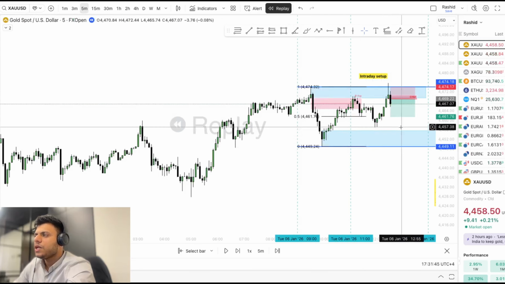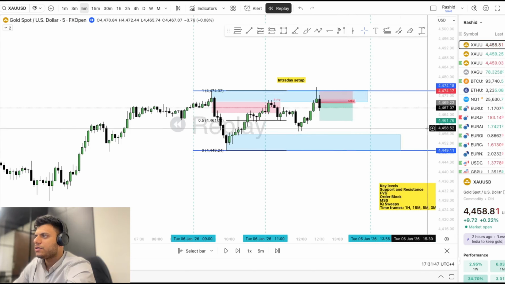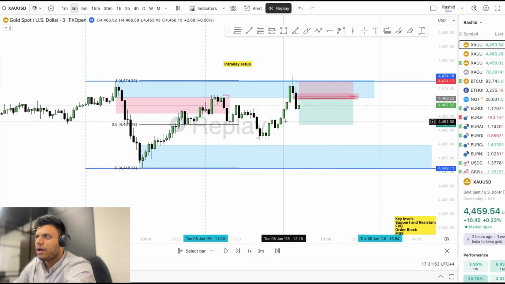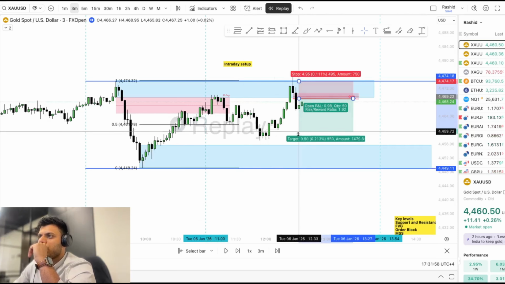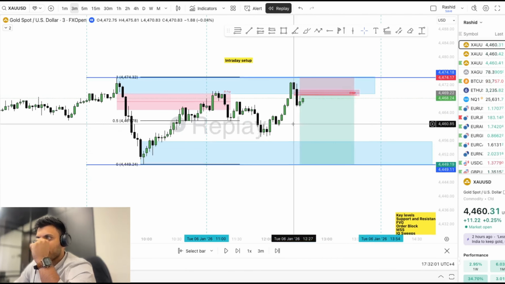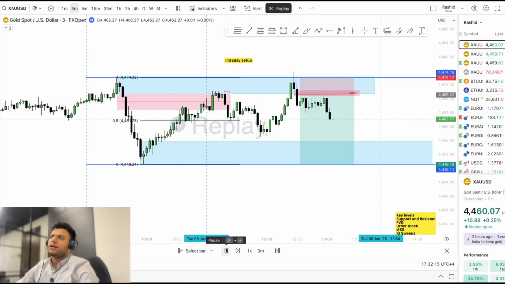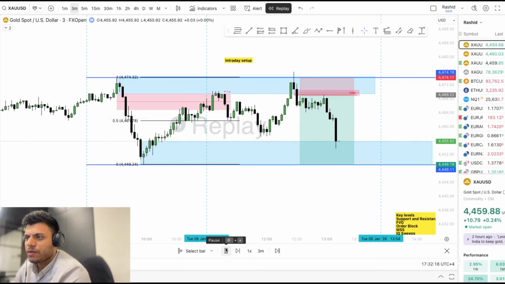Now as you got this here, you can clearly go to 3 minutes, and in 3 minutes you have a fair value gap which has been taken right now. Now let's see, and also the trade should be at least here. Now let's see how this is performing. Yep, yeah, clear. See, this is all you need to do, understanding this.